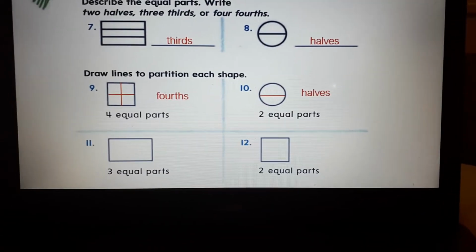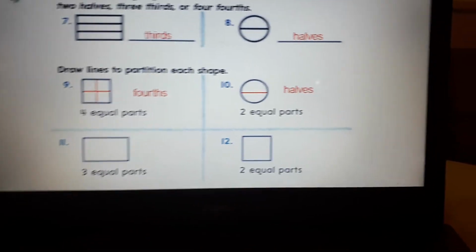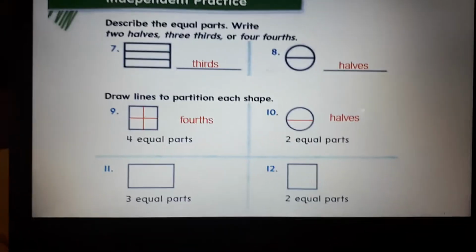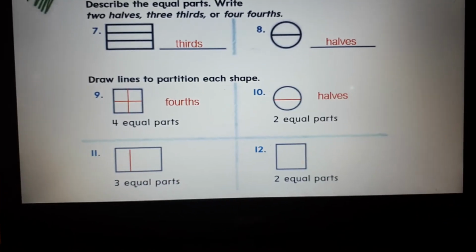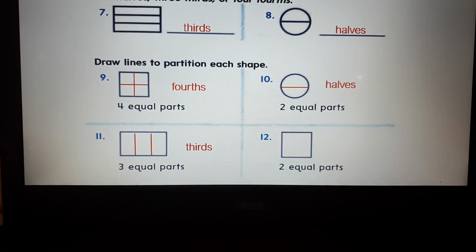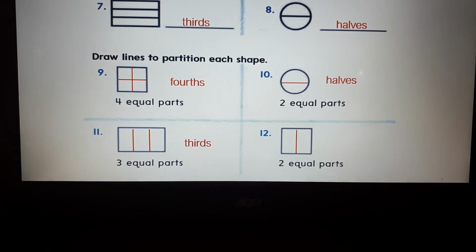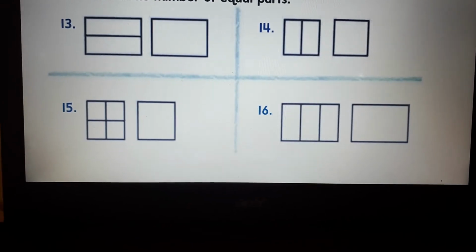Here I want three equal parts. One, two. Three thirds. Two equal parts. Two halves.